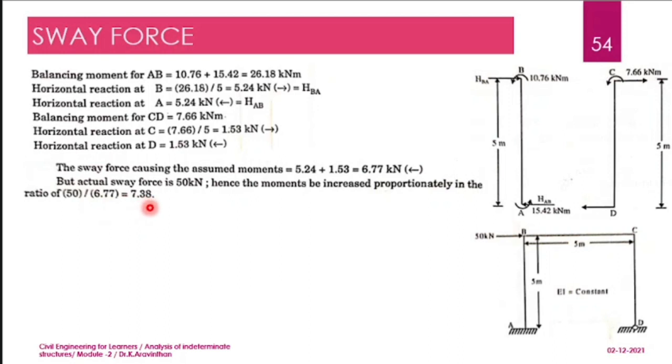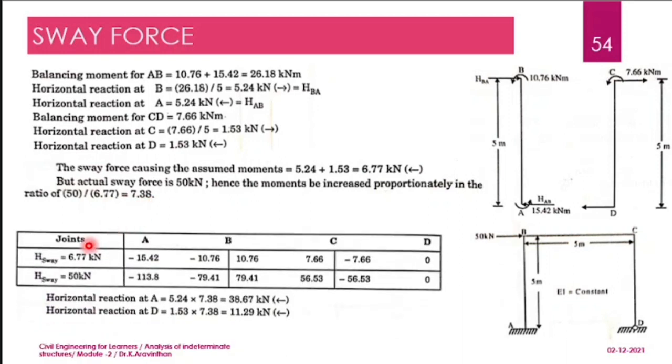After getting that, what you have to do is, whatever moment you got at joint A, B, C and D. So this is the moment what you got from the moment distribution method. Now you have to multiply the value into 7.38. If you want sway force, for sway for 6.77 kilonewton you got this value, and for sway for 50 kilonewton, 15.42 into 7.38, 113.8. So now you have found out the values. Similarly, multiply 10.76 into 7.38. What is your answer?